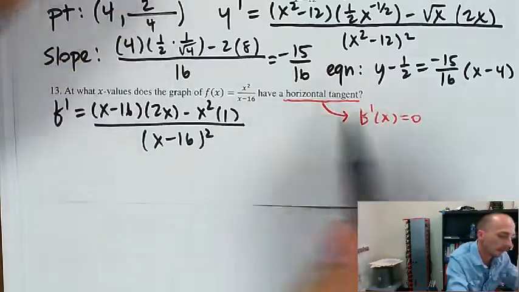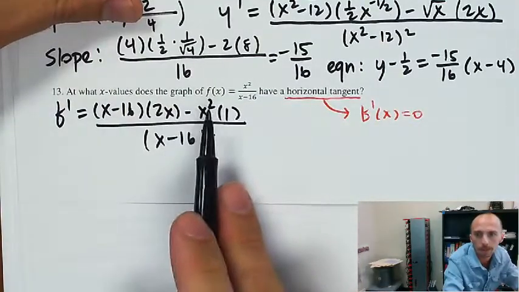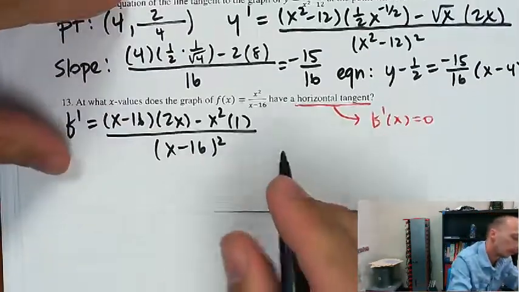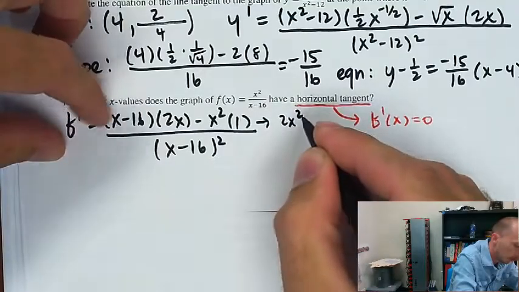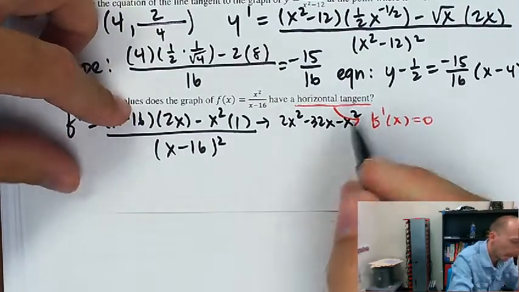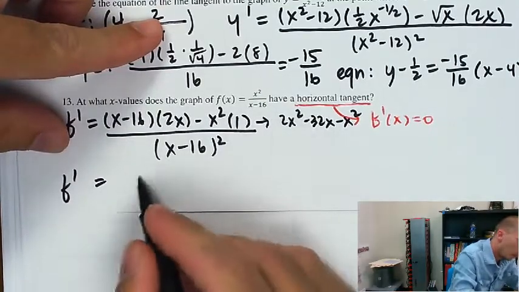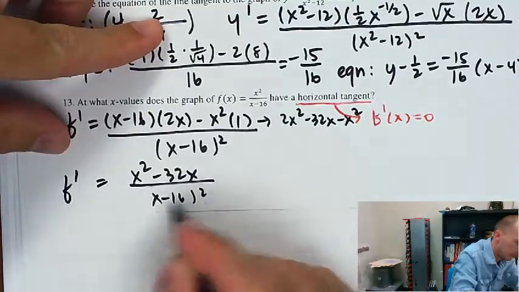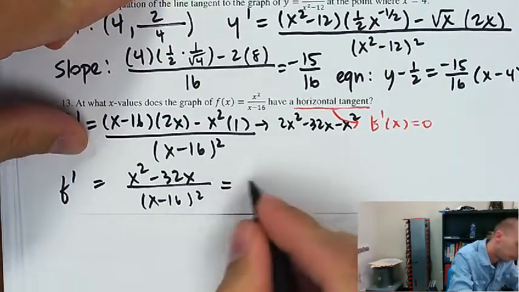All right, and in this situation, when we need to find the zeros of the derivative, the only way that this is going to equal 0 is if the top is 0. So this becomes 2x squared minus 32x minus an x squared. So I've got f prime equaling 1x squared minus 32x divided by (x minus 16) times (x minus 16). And if I'm interested in when this is equal to 0, I'm going to need to factor the top.